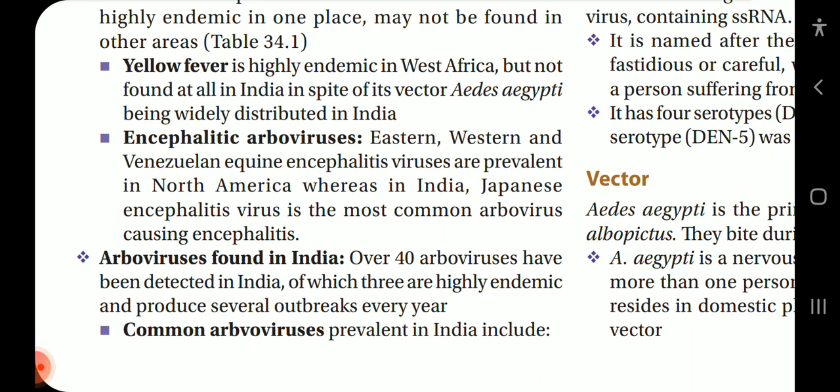Encephalitic arboviruses: Eastern, Western, and Venezuelan equine encephalitis viruses are prevalent in North America, whereas in India, Japanese encephalitis virus is the most common arbovirus causing encephalitis.